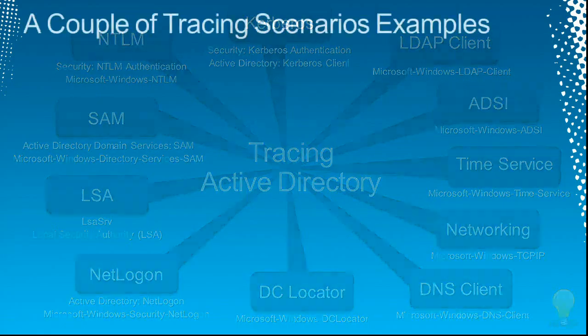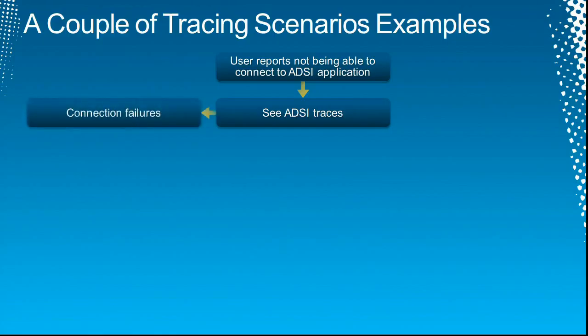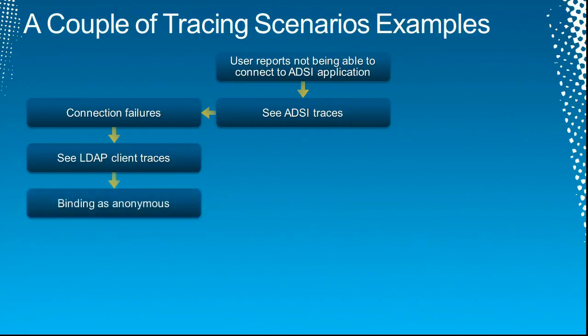So let's take an example. A specific user reports that he or she is not able to connect to their ADSI application. So the first thing you would do is, okay, give me the ADSI traces. Then you set up ADSI traces and examine them, and you see that they generate connection failures on ADSI. Then you know that ADSI is built on top of LDAP, so you set up LDAP traces, and then you examine them, and you will see that you are binding as anonymous.